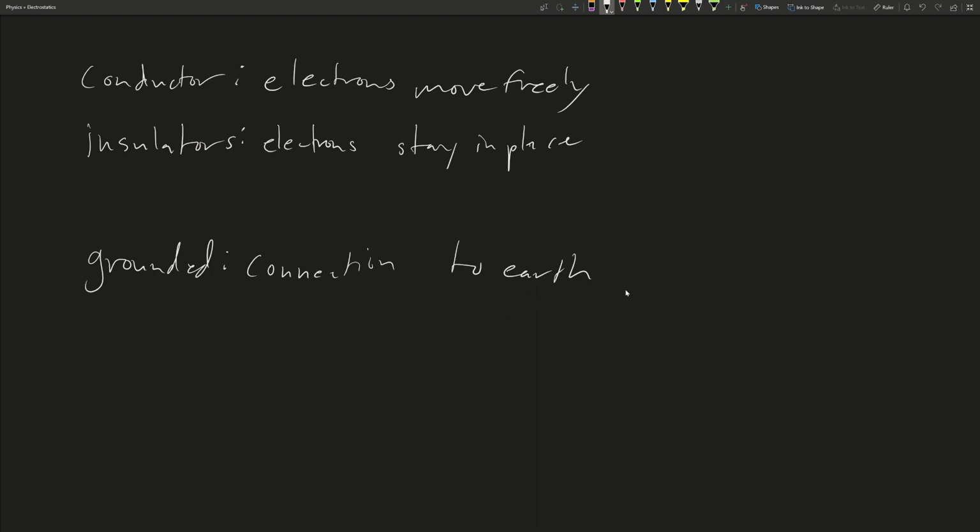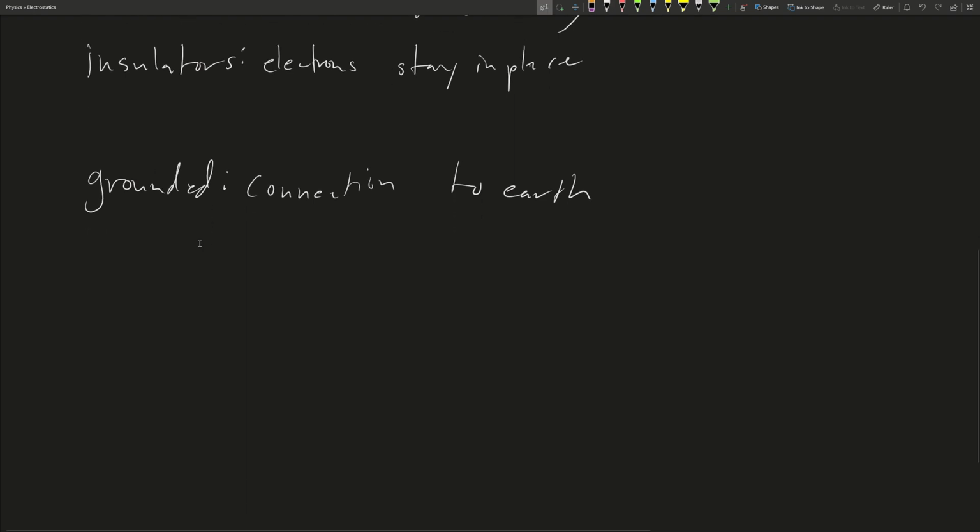And now Earth can be viewed as a practically unlimited supply or receiver of electrons. So if you have something that has a negative charge and is connected to Earth, then electrons can flow out of the object into Earth, and that can neutralize the charge. Or if you have something with a net positive charge that's connected to Earth, then electrons can flow from Earth to that net positive charge to neutralize it as well. So when you have a connection to Earth, the Earth can either donate or accept basically an unlimited amount of electrons, and that is what being grounded is called.